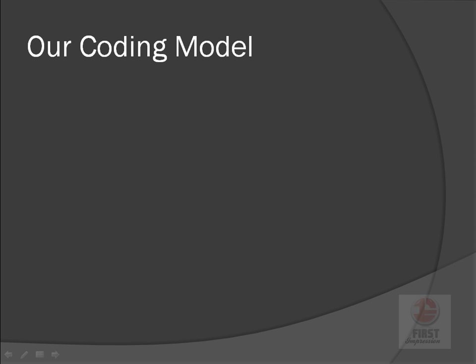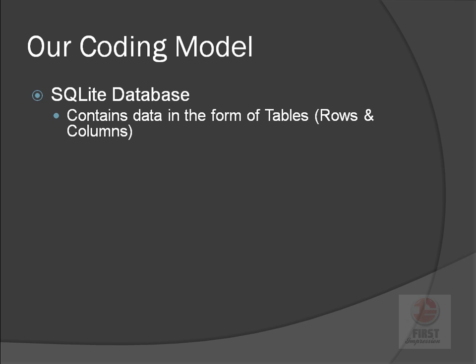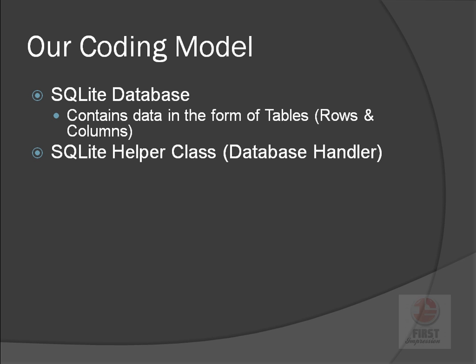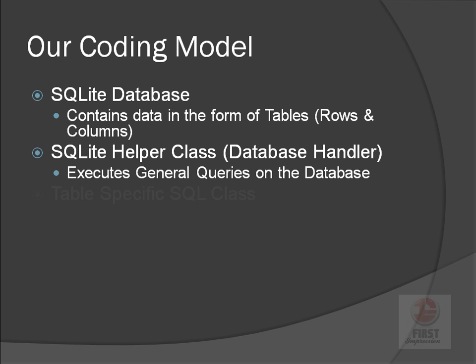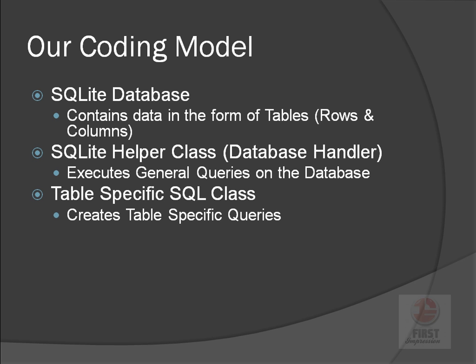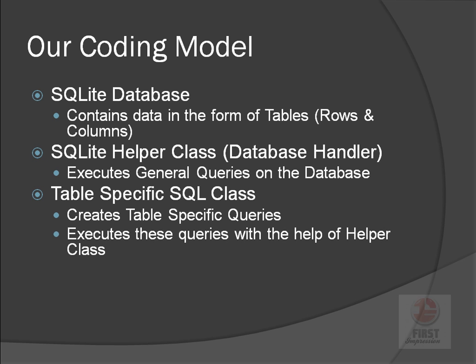Let's see how we will code the SQLite database. First of all, we'll have the database with us. It will contain data in the form of tables, that is rows and columns. Then we'll have the SQLite helper class or the database handler class. The database handler class will access the database. This will execute general purpose queries on the database. Then you have the table specific SQL class. This table specific SQL class will create table specific queries. For example, it will create the queries for insert, update, delete, and select, and it will execute these queries with the help of the helper class.